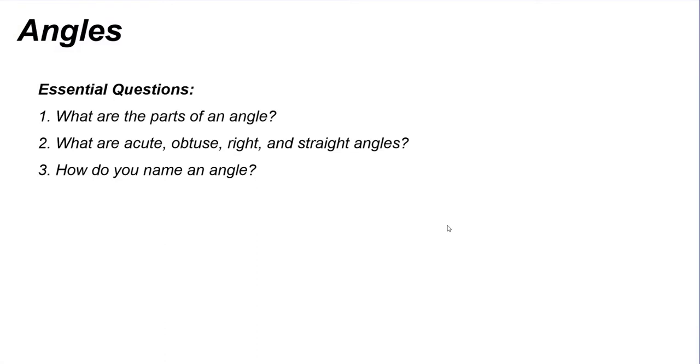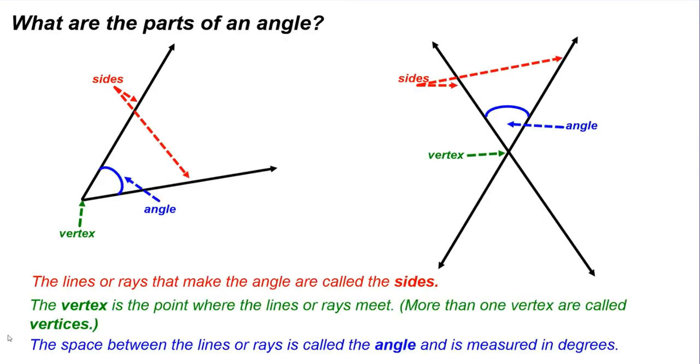In this video, we are going to be discussing angles. Our essential questions are, what are the parts of an angle? What are acute, obtuse, right, and straight angles? And how do you name an angle? So first of all, what are the parts of an angle?